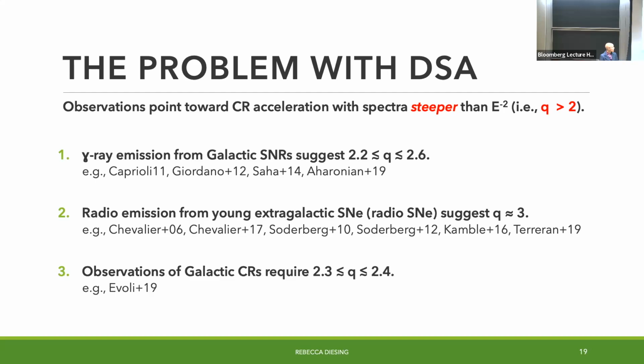And finally, if you look at observations of the galactic cosmic ray population itself, as observed at Earth, that goes as roughly E to the minus 2.7, the spectrum that I showed you earlier. And given what we think we know about how cosmic rays propagate, this requires that the cosmic rays be injected, so accelerated, with a spectrum that goes as E to the minus 2.3 to 2.4.